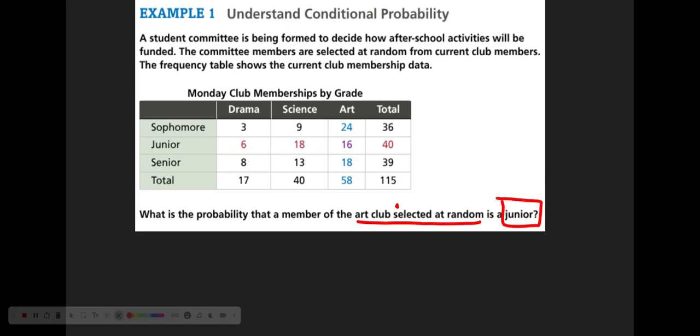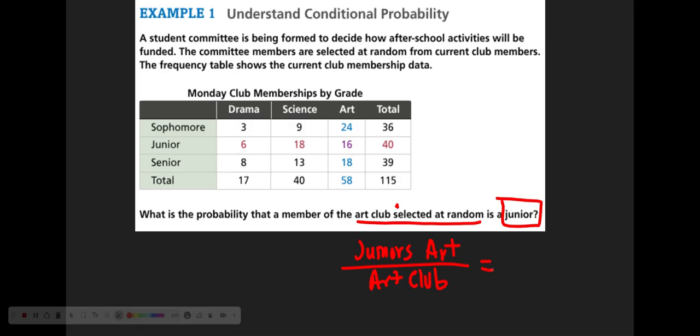So what do we know? Well, we know that we're selecting someone from the art club. We want to know what's the likelihood that that person's a junior. So this is going to be juniors on top that are in the art club, and then the total amount of people in the art club on the bottom. You just kind of got to read it carefully.